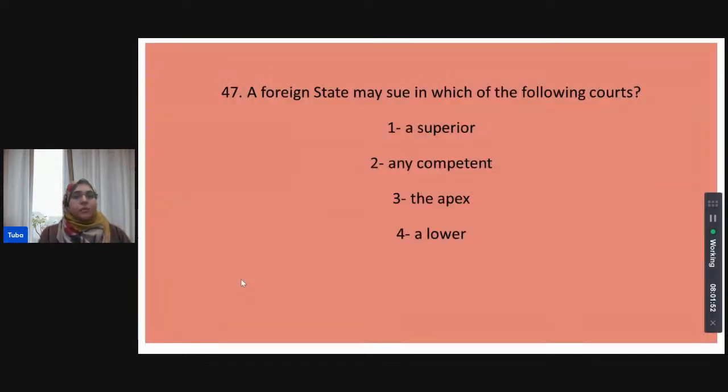A foreign state may sue in which of the following courts? May it sue in a superior court, in any competent court, in the apex court only, or in a lower court? Where can a foreign state sue? Again, a very easy question, often appears in papers.